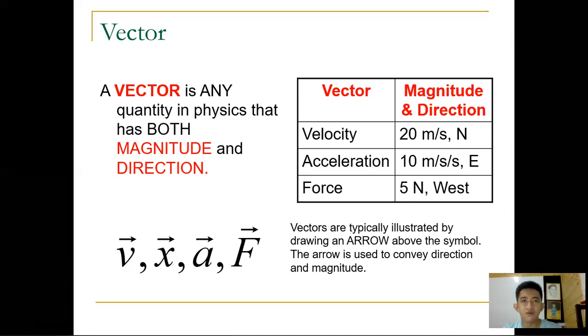The tail of an arrow represents the origin of the vector. The head of the arrow, or the arrowhead, represents the direction where the vector is moving to, while the body of the arrow represents the magnitude, how big or small the value of the vector is.